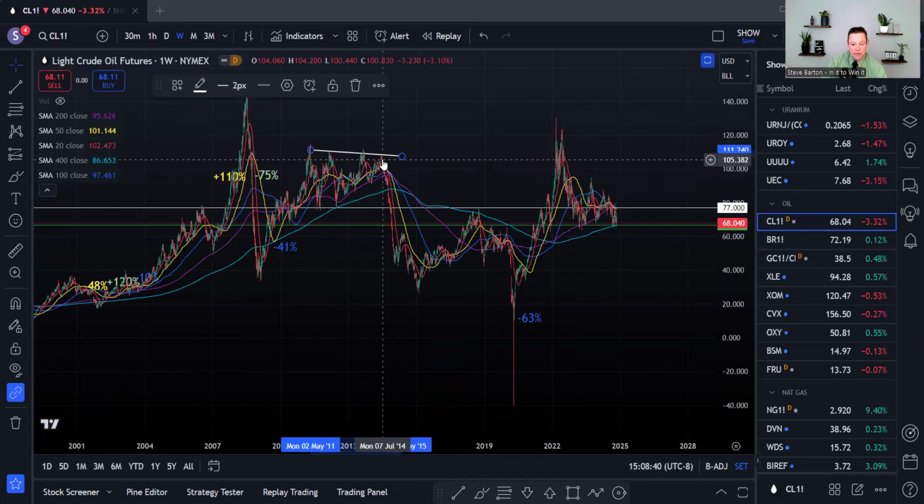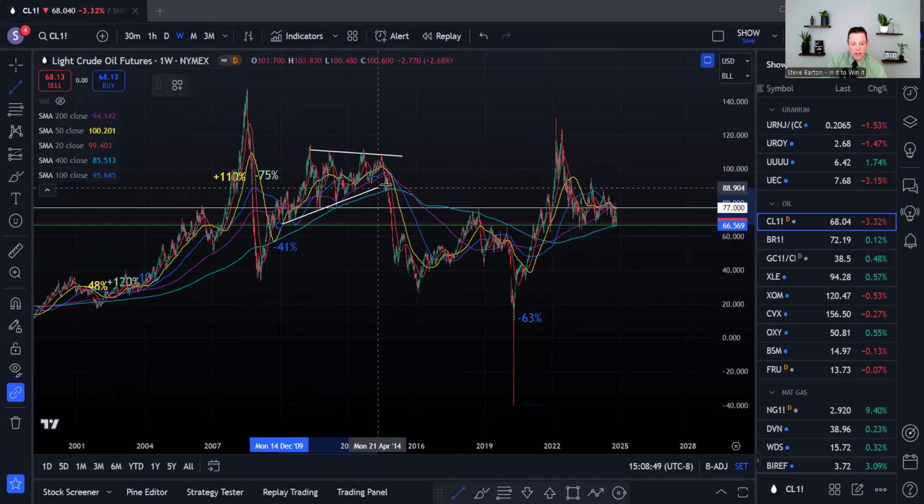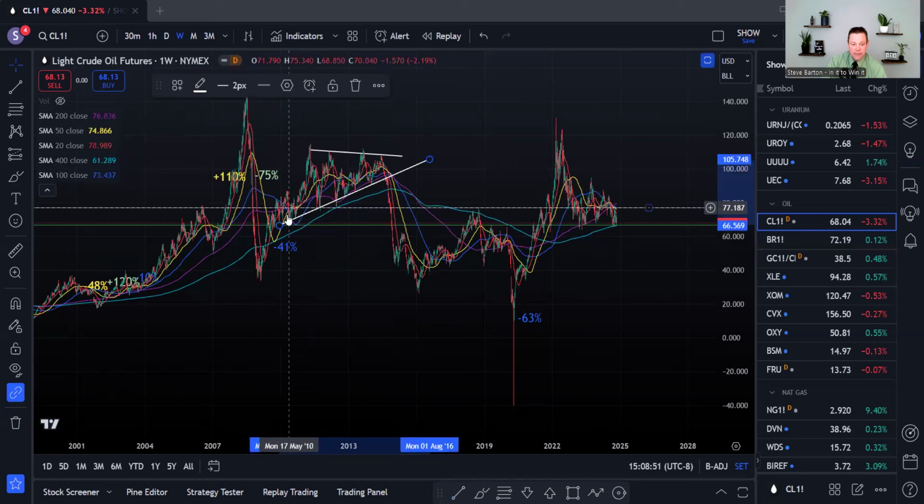You can see that it took 4 years or so, it took a while for it to kind of resolve between these channel lines, or trend lines, I guess I should be calling them, right? So it took a while for it to break through that. And then when it did, boy, did it really break one way or the other, right? It broke huge to the downside, right?